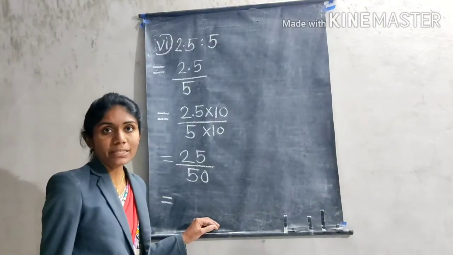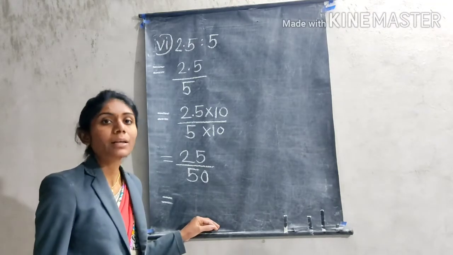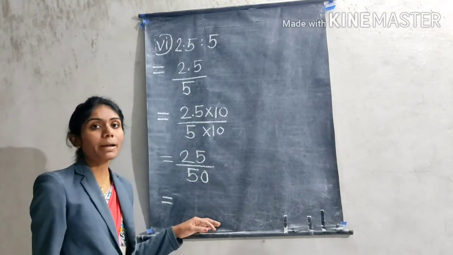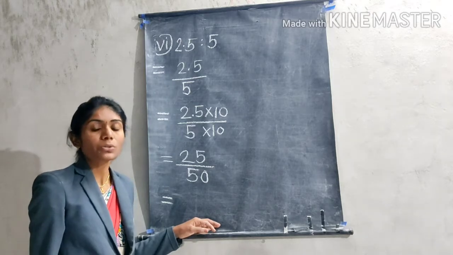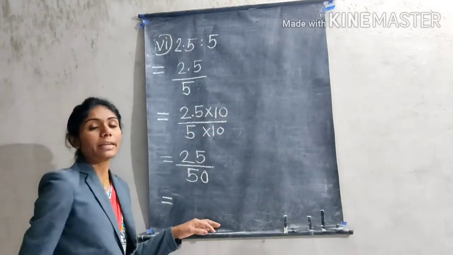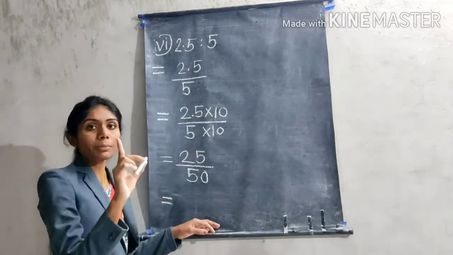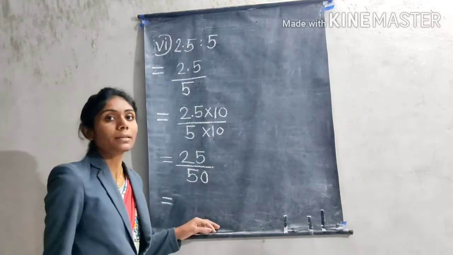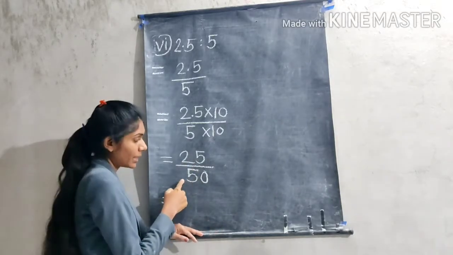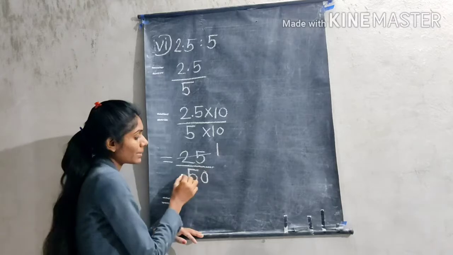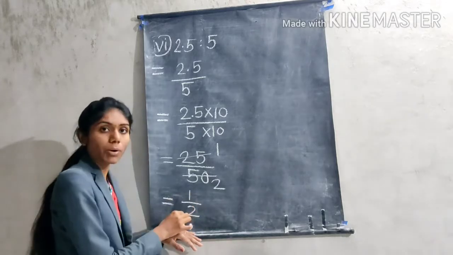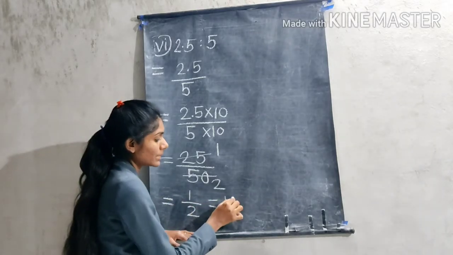The next example is 2.5 is to 5. 2.5 upon 5. Now to simplify them, we need to divide by 5 to the 2.5. So here first we remove this decimal point by multiplying 10. After the decimal, one place is there, so we multiply by 10. Now, after multiplying, we got 25 upon 50. This we can simplify. 25 ones are 25, 25 twos are 50. So, we will get here answer 1 upon 2. It is nothing but the 1 is to 2.